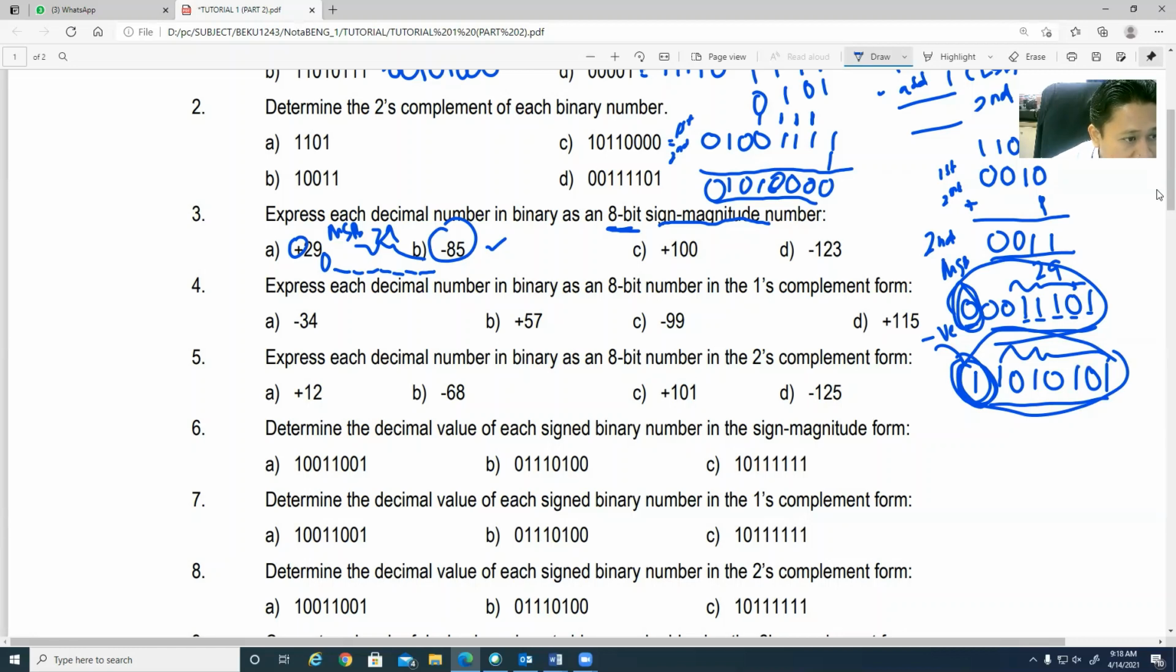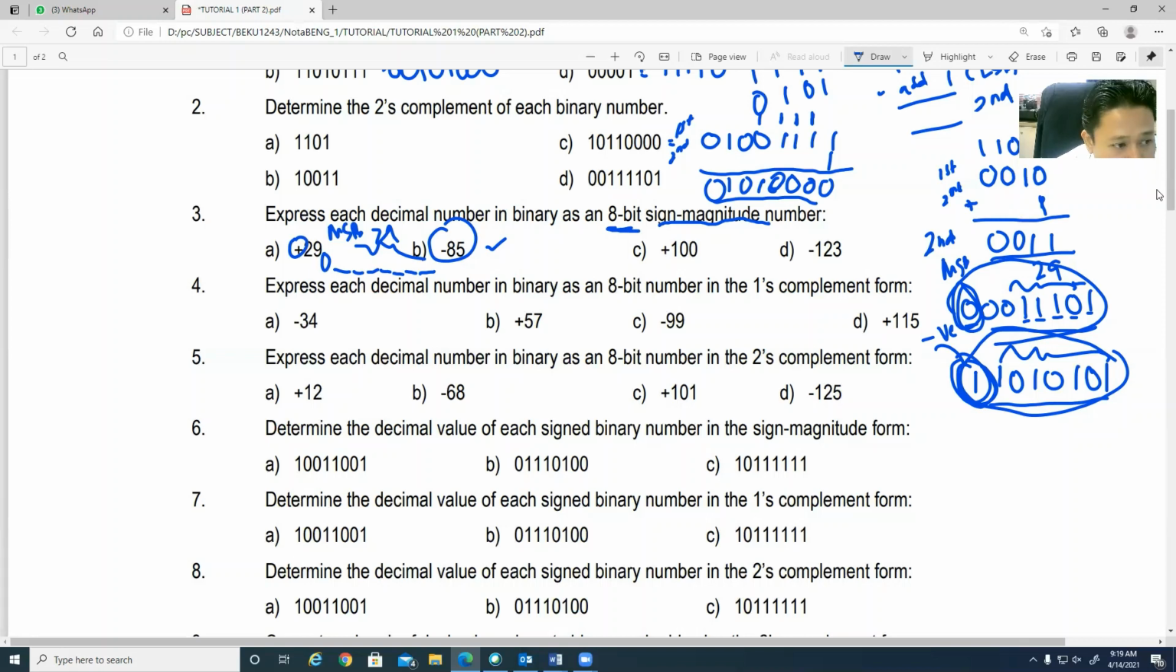Next, express each decimal number as an 8-bit number in the first complement form. This is similar to the previous one, but using the first complement. If you get the extra carry, you bring it to the least significant bit. You can see the magnitude here. For example, in first complement, if we add one and we have a carry, the carry will be brought to the least significant bit. If we implement the second complement and we have the carry, we can ignore the carry. That is the answer.